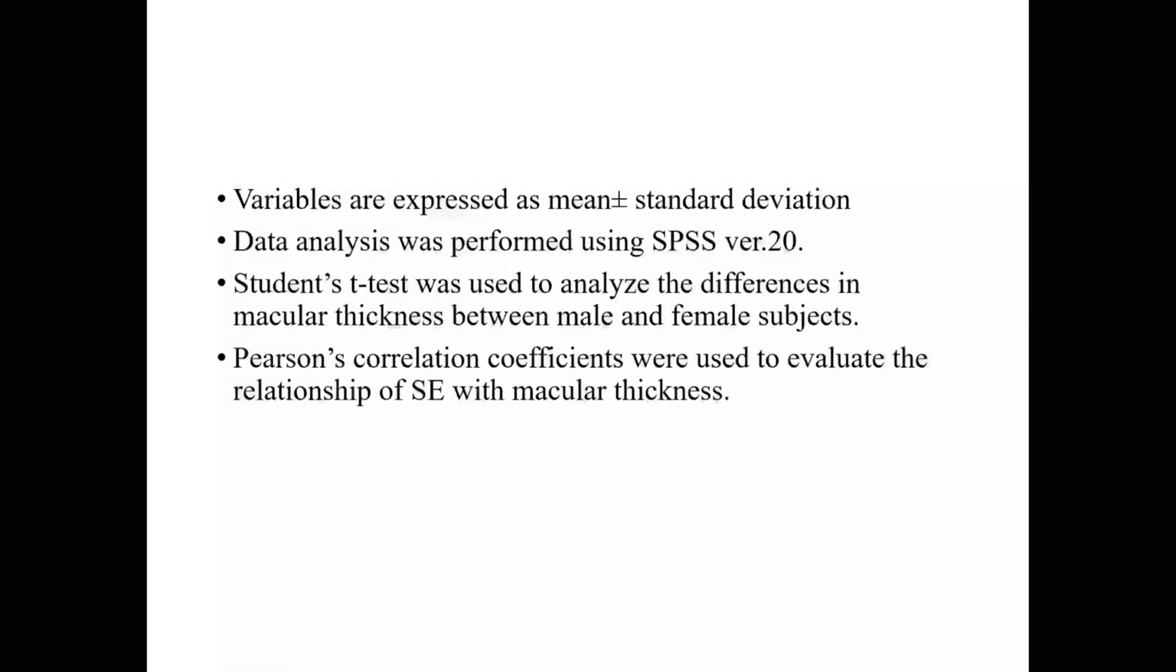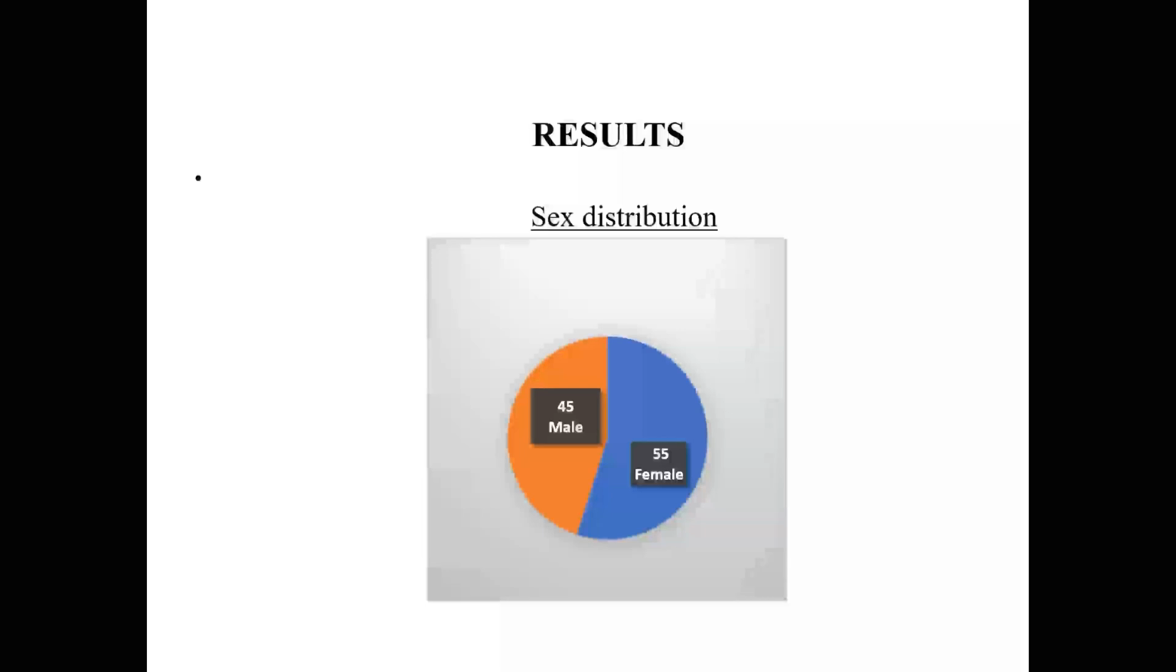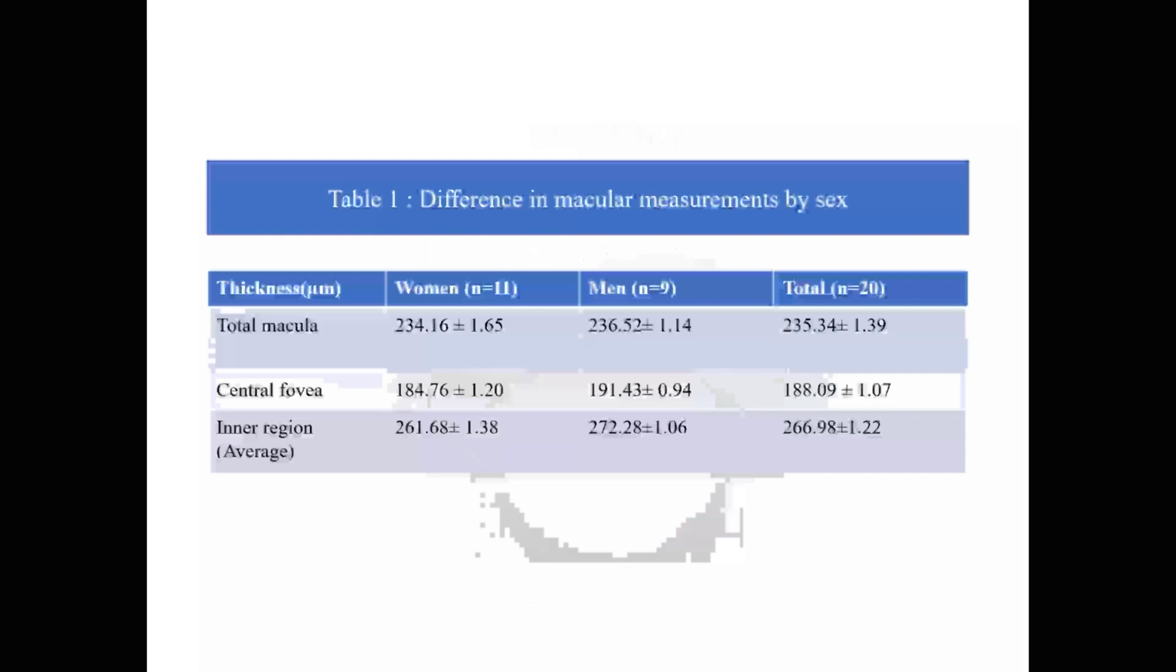Variables are expressed as mean plus or minus standard deviation, and data analysis was performed using SPSS version 22. Student's t-test was used to analyze the differences in macular thickness between male and female subjects, whereas Pearson's correlation coefficients were used to evaluate the relationship of spherical equivalent with macular thickness. These were the results. This is a pie chart representing the number of female and male participants. And this is table number 1, which shows the difference in macular measurements in terms of sex.